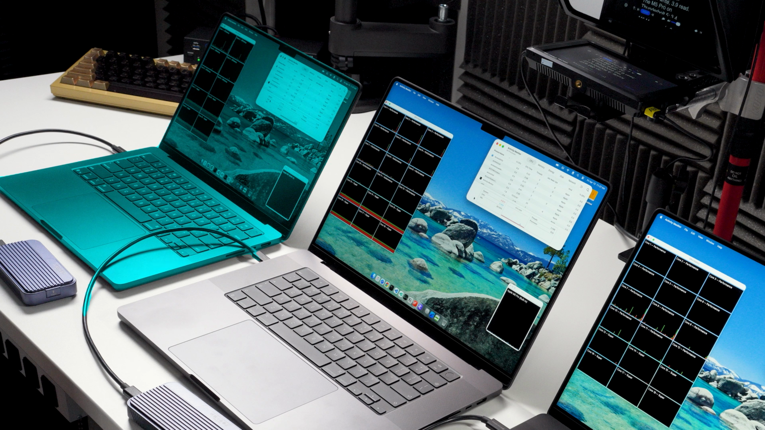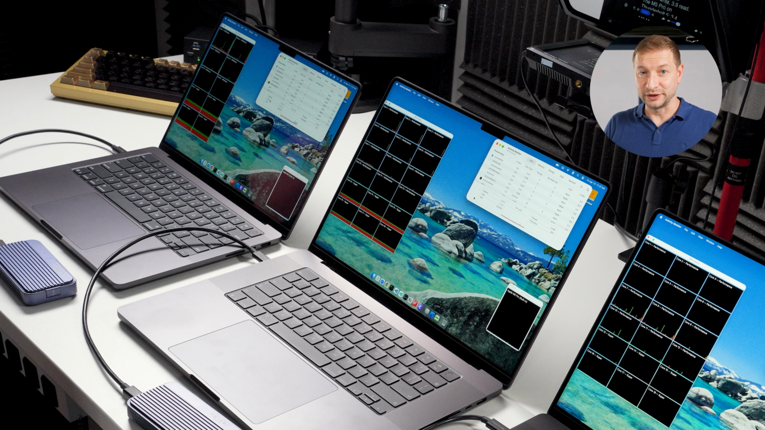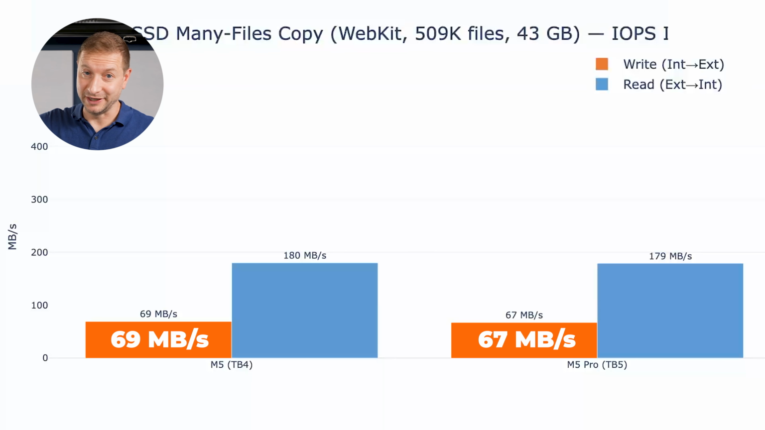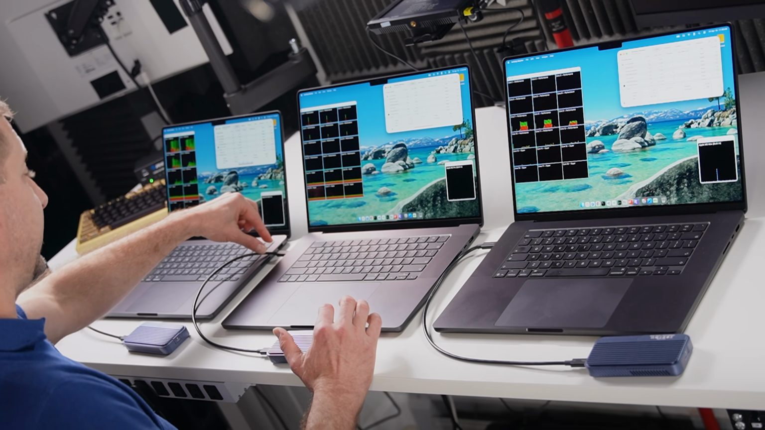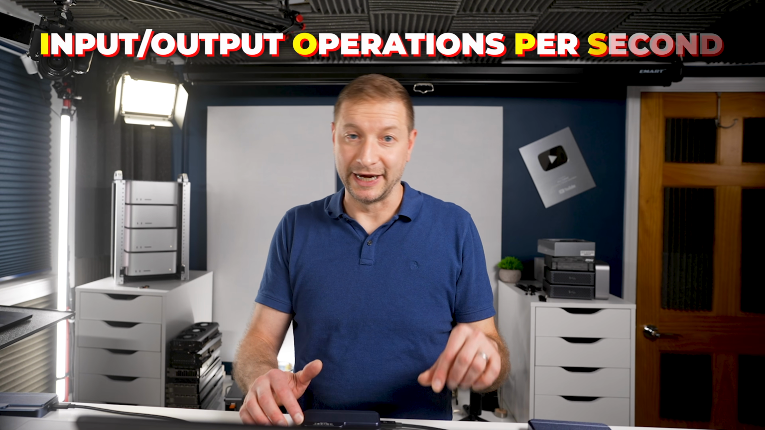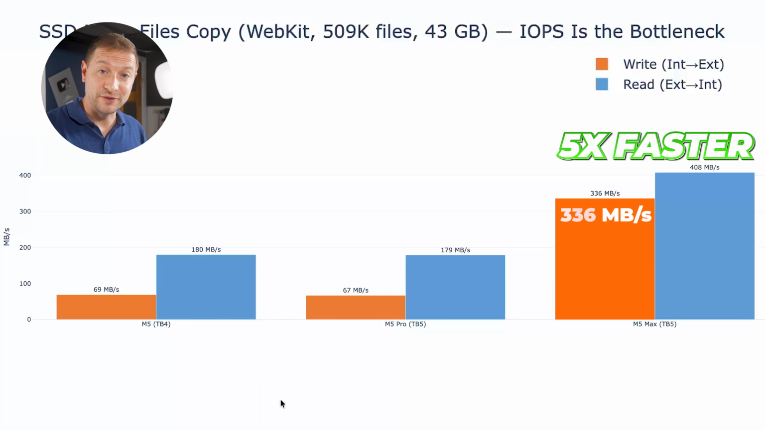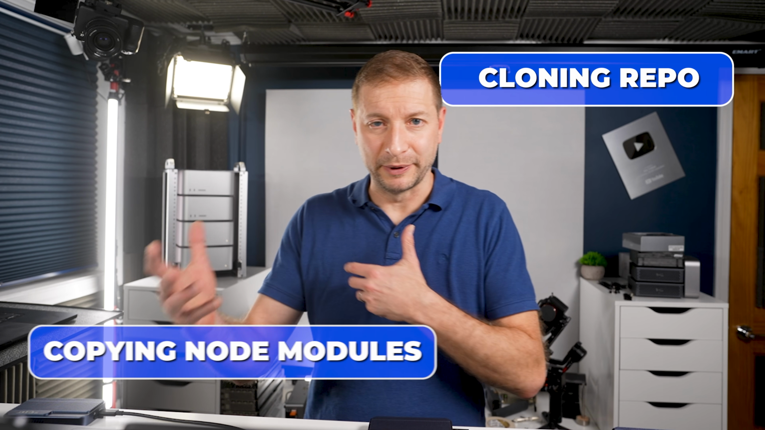Then I did the same thing with the 500,000 small files. The M5 and the M5 Pro, essentially identical. 67 to 69 megabytes per second write, nearly 10 minutes each. Thunderbolt 5 didn't help at all here. The bottleneck isn't the bus bandwidth, it's IOPS and file system metadata. The M5 Max, 5 times faster at 336 megabytes per second. That's the different storage controller doing its job. And that's what real dev workflows actually look like. Cloning a repo, copying node modules. Oh boy. So when somebody says my SSD benchmark is at 7 gigs a second, ask them what they're copying.